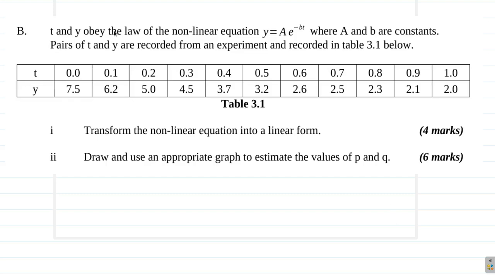T and Y obey the law of the nonlinear equation y equals a e to the negative bt. Write that down here. y equals a e to the negative bt, where a and b are constants. Pairs of t and y are recorded from an experiment and recorded in table 3.1 below.